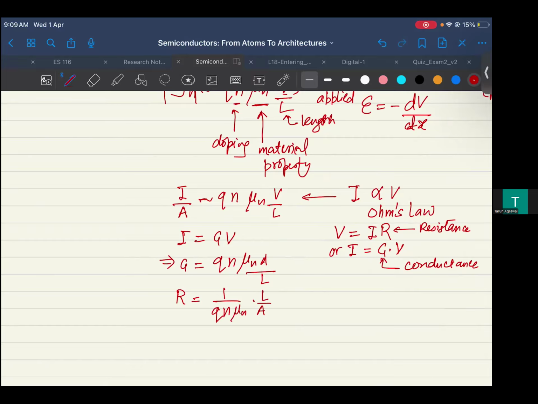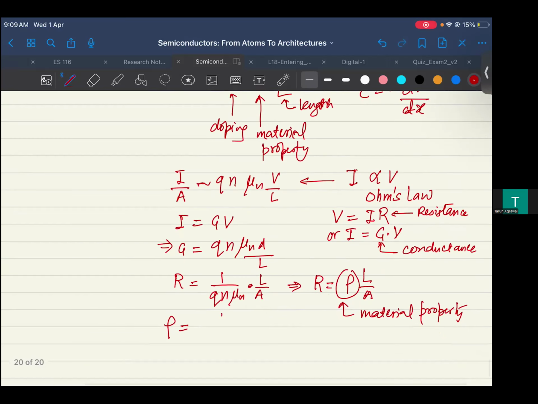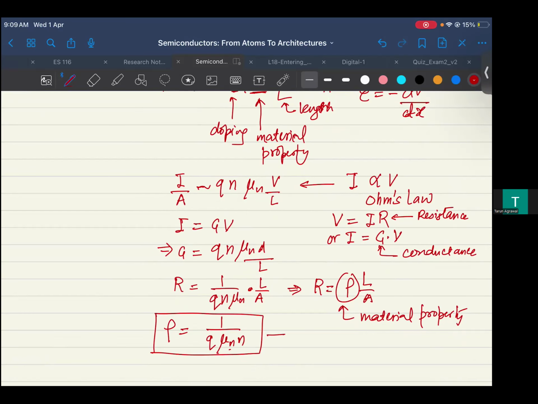Now if you do this experiment, which is what he also did, he looked at different lengths, different cross-section areas and everything. From that, you can also relate that this depends on one of the key properties of the material. That is what we say is a material property. So now my rho of the material is basically decided by this q mu n into n. That is what is called resistivity.